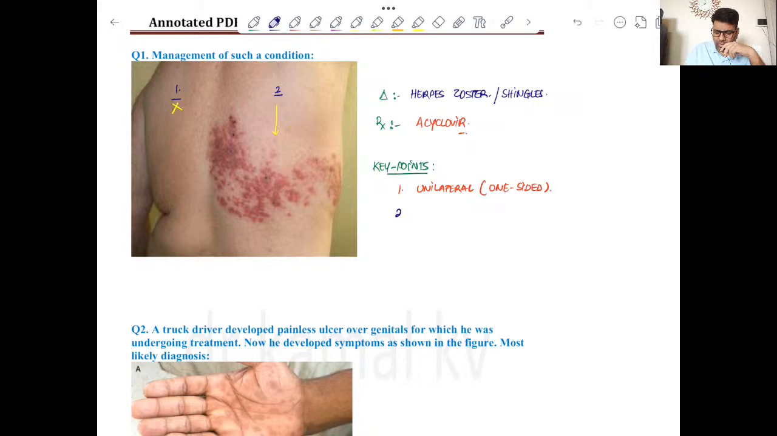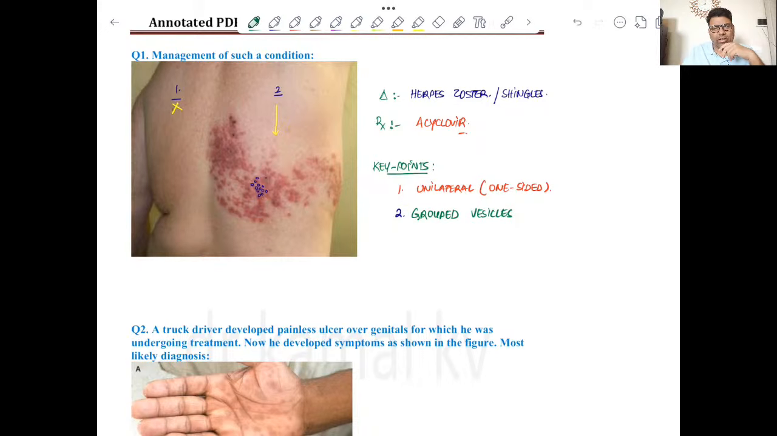Now secondly, just look at the appearance. What you can see are red areas. So actually there is a base of erythema on which we have grouped vesicles. So there are grouped vesicles like this, and these are on an erythematous base. So the classical lesion is grouped vesicles.